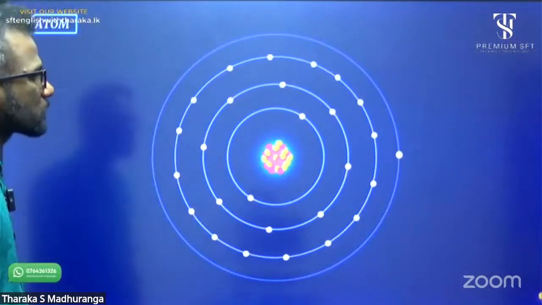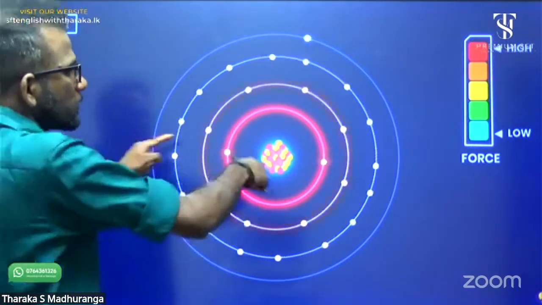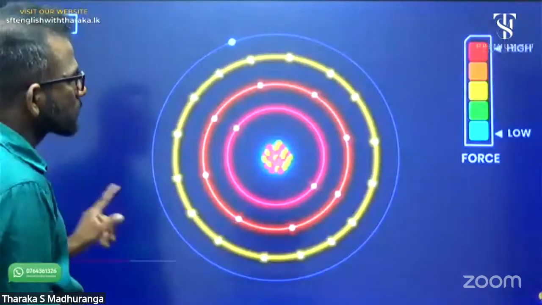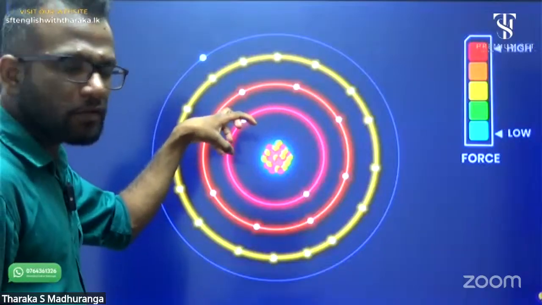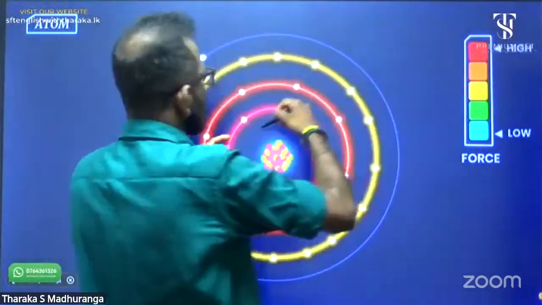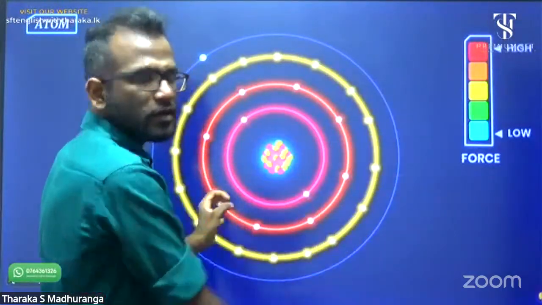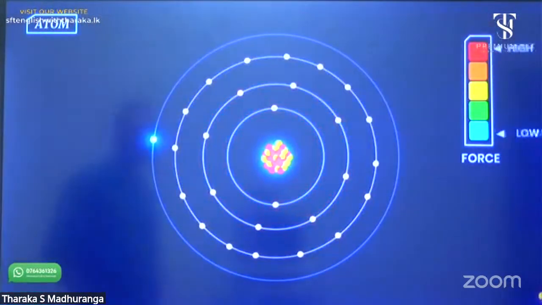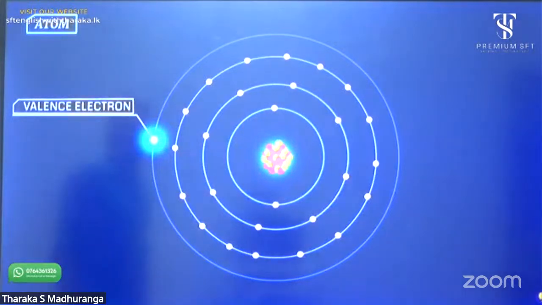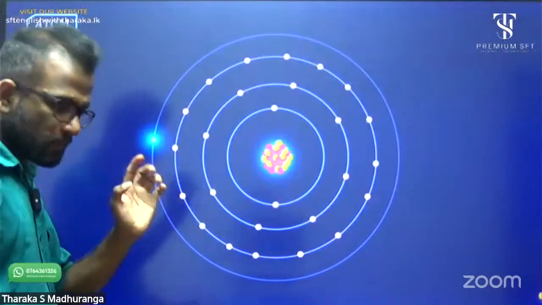The shells closest to the nucleus have a strong force of attraction to the protons in the center. The electrons in the outermost shell can't easily hold their position due to the distance from the center. This is high attraction, medium, low, very low. I think you have a full idea now. These electrons are called valence electrons. Now you got a new term: free electrons, or valence electrons.